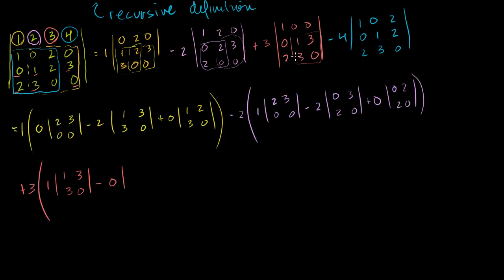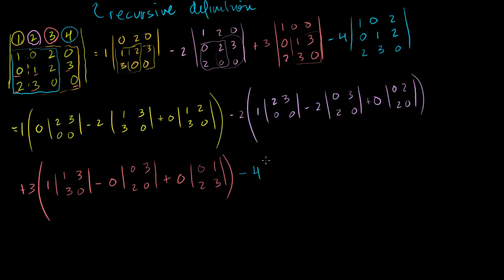Get rid of this row and column, times the determinant of 0, 3, 2, 0. And then you have plus 0 times its subdeterminant, 0, 1, 2, 3. Three-quarters of the way there. One last term. Let's hope we haven't made any careless mistakes.